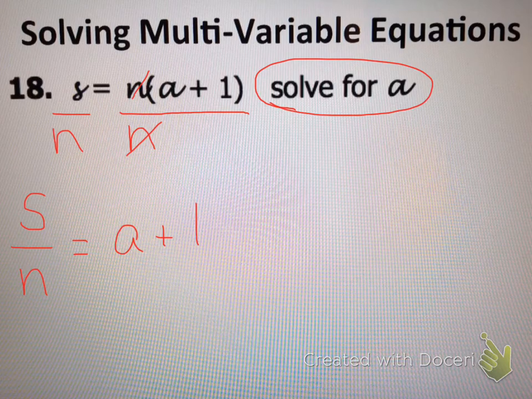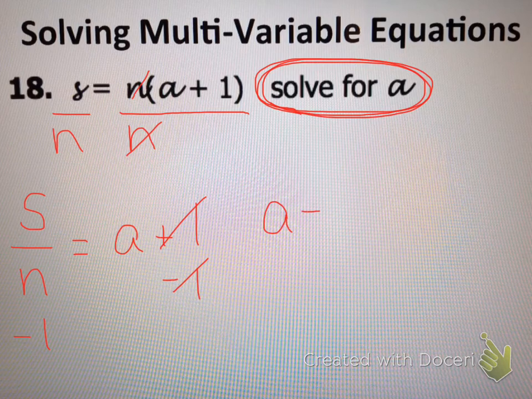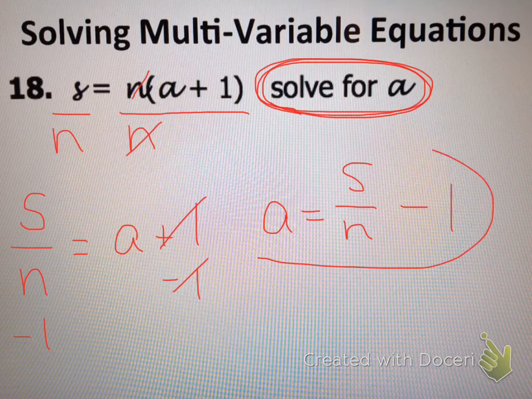So now, we're trying to get a by itself. That's what it means by solve for a. So what we're going to do is subtract 1 on both sides. Now, this problem looks similar to the one we just did on the previous slide. The 1's cancel out. What we're going to have as an answer is a is equal to s divided by n minus 1. Again, we can't subtract the 1 until we do the s divided by n. So this is our answer for number 18.